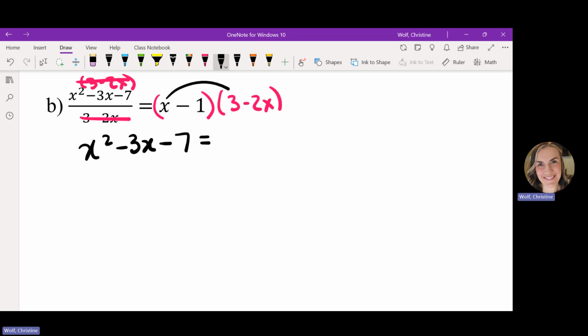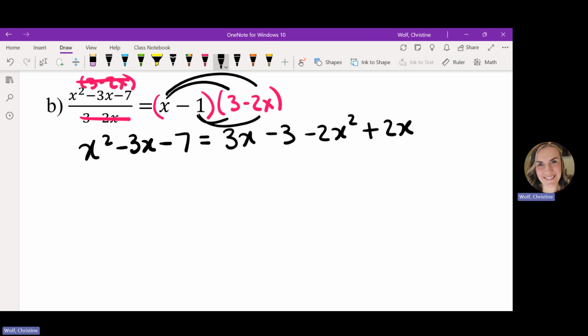And now I FOIL. x times 3 is 3x. Negative 1 times 3 is negative 3. x times negative 2x is negative 2x squared. And negative 1 times negative 2x is positive 2x. Whatever order you multiply them in doesn't matter, but that's what you should get. I see an x squared. I think trinomial. I think factoring. I need to get everything on one side. Doesn't matter which side you put your 0 on.